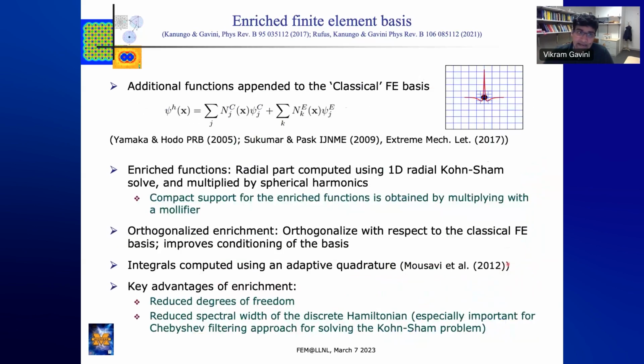So the idea of enrichment is not new, people have explored this before. And the key advantages of enrichment, as I mentioned, are the substantial reduction in the degrees of freedom that you will get, as well as it will also improve the eigensolver because it reduces the spectral width of the discrete Hamiltonian. Especially when we are using Chebyshev filtering, we can get away with a much smaller Chebyshev polynomial filter than otherwise if we did not have enrichments.